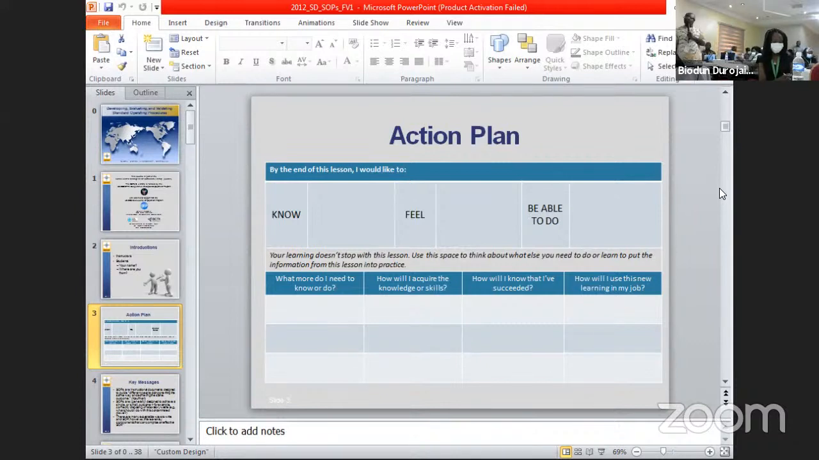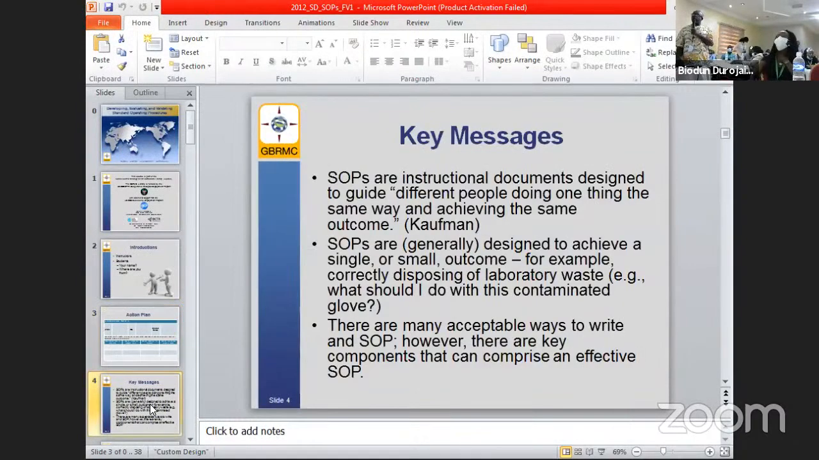There are many acceptable ways to write an SOP. However, there are key components that comprise an effective SOP. So we shall see those key components. We designed SOP templates that we use for developing biorisk management systems and various SOPs.